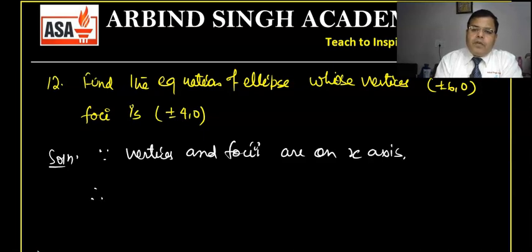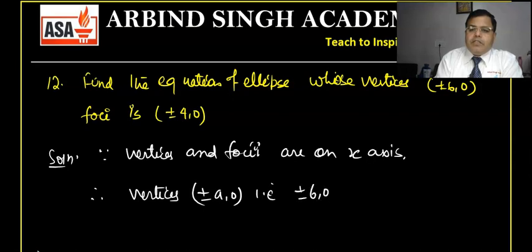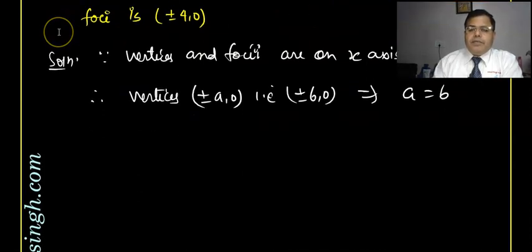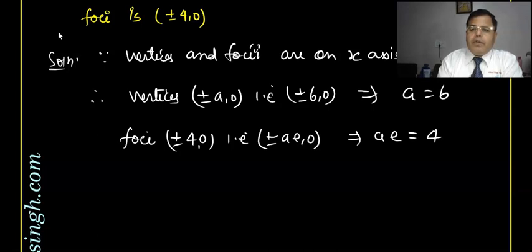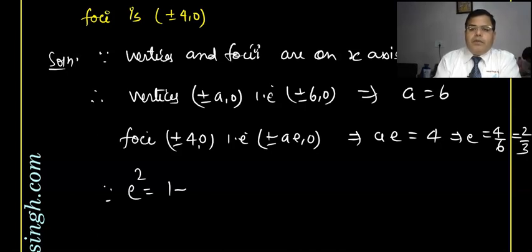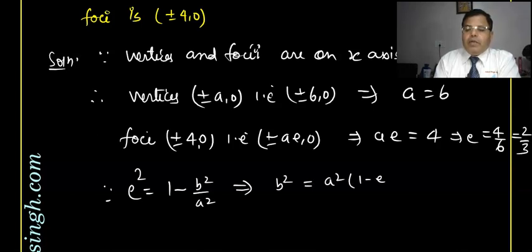therefore the equation will be, vertices, that is given plus minus 6 comma 0, this implies a is equal to 6, and foci is plus minus a e comma 0, which is plus minus 4 comma 0, and this implies a e is equal to 4 and e is equal to 4 by 6. Essentially it is b square by a square, and this implies B square is equal to A square into 1 minus E square.